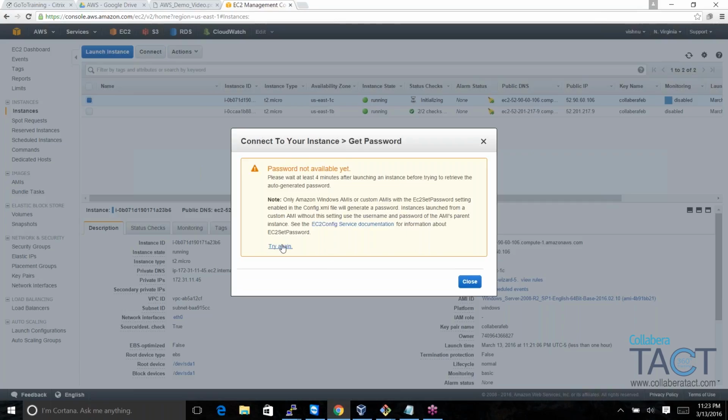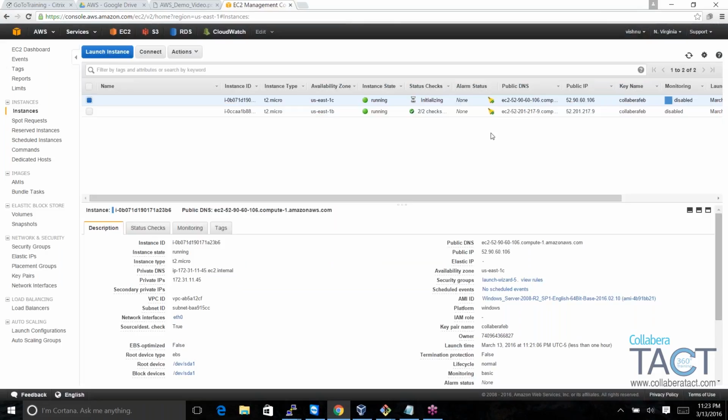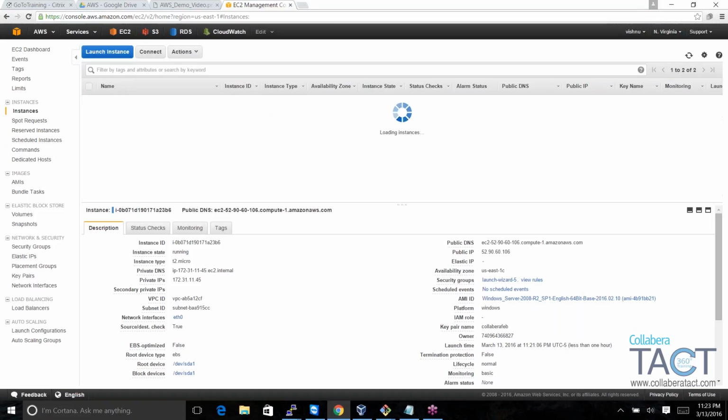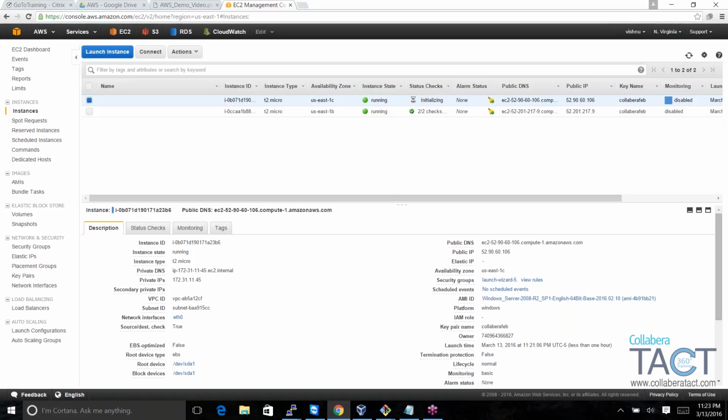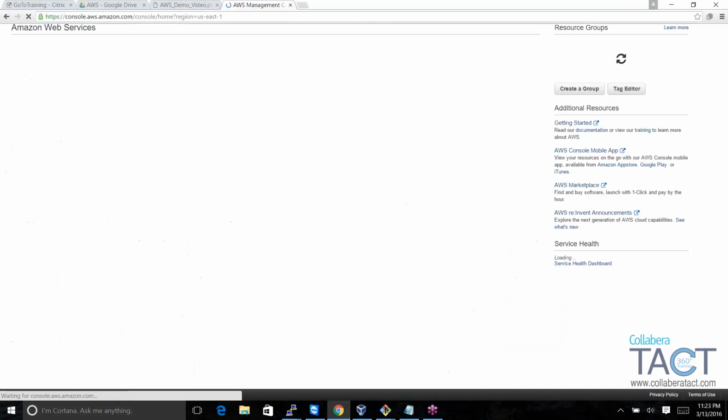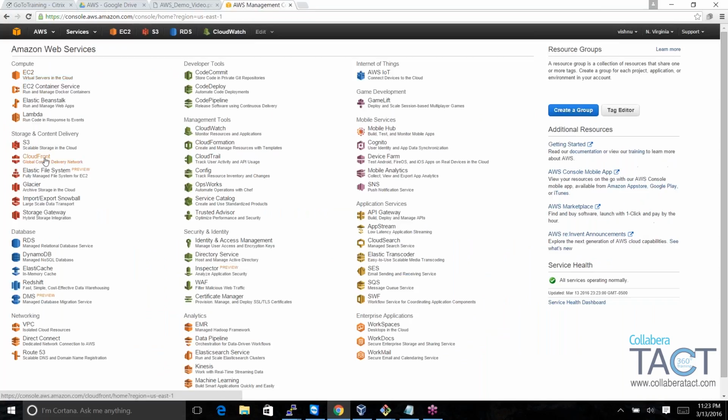And once this machine comes up, we'll have to log in as an administrator. For this, we'll have to get the administrator password, for which I'll have to click on this button and give a key file which we have used to launch the Windows machine. But for that, we'll have to wait at least 4 minutes after you launch the instance. The instance is coming up.